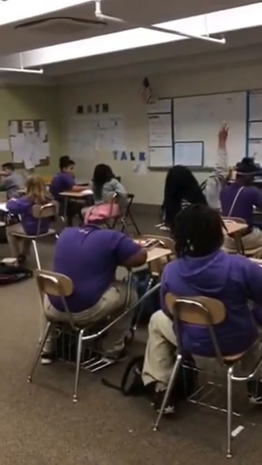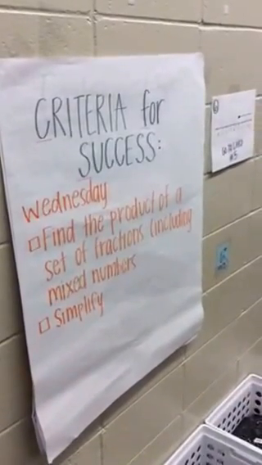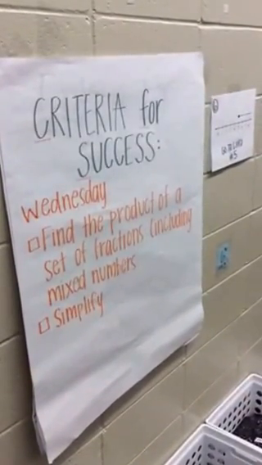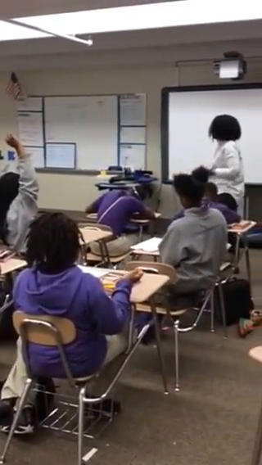Criteria for success is the same as yesterday as well. It's on the back over here. It says it was Wednesday yesterday, but it's the same as today. It's find the product of the set of fractions, including mixed numbers. And you have to make sure you know how to simplify. The reason we're doing the same as yesterday is because I saw that after assessing you, we still have some confusion, so we have to make sure we get this down.